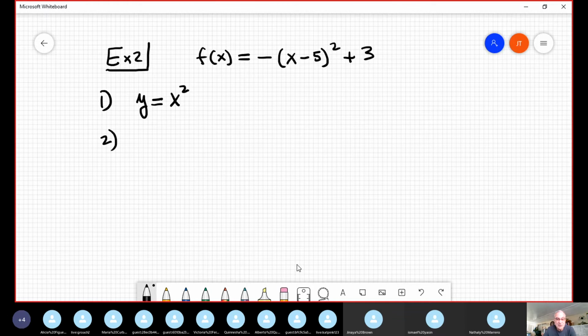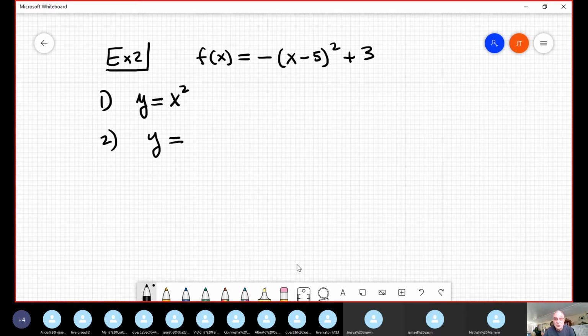Number 2. How many transformations can you see in this example? Be careful. How many? One by one, in what direction is it moving, or reflection, or stretching or compressing? What do you think? How many transformations? 1, 2, 3, 4, 5? How many? 3. You are right, miss. You are right.